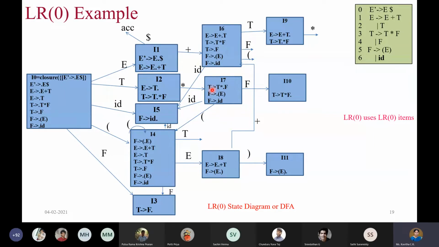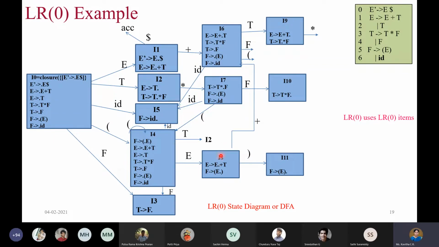Coming to I7, we have F to be read. If you read it, this is a new state because this content is not there anywhere else. So we are going to have a new state. Similarly, whenever you read open parenthesis, it should go to I4, and whenever you read ID, it should go to I5, so that is again reused.